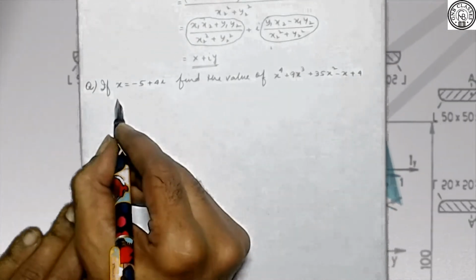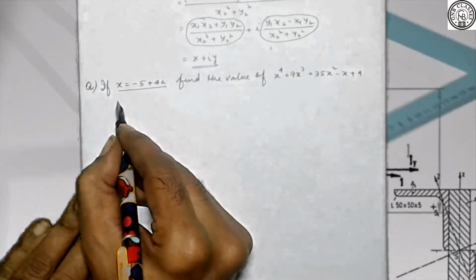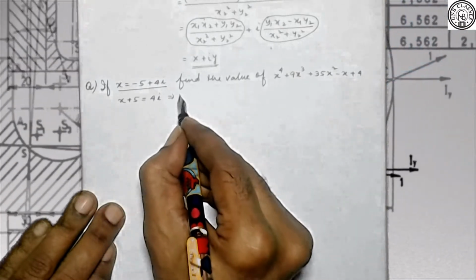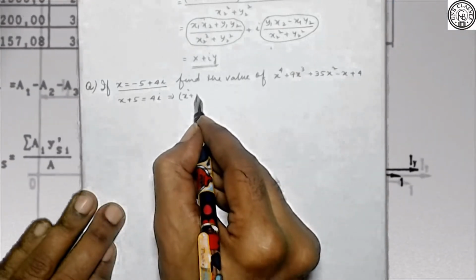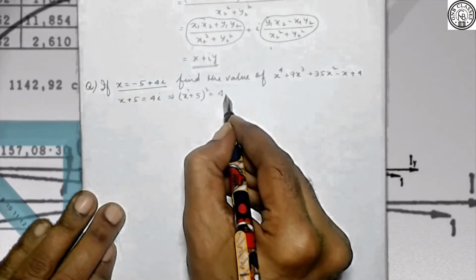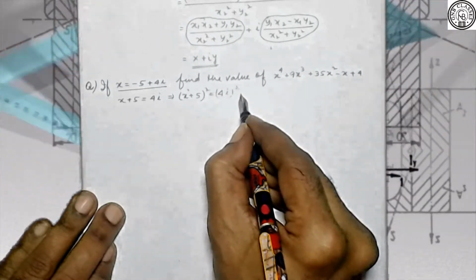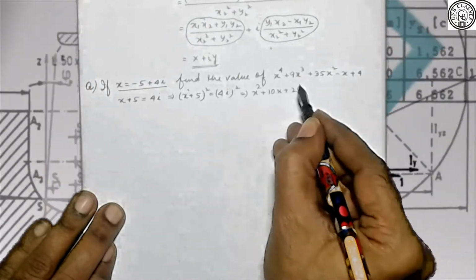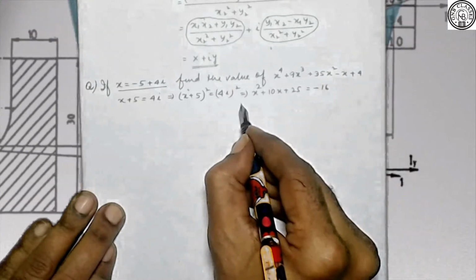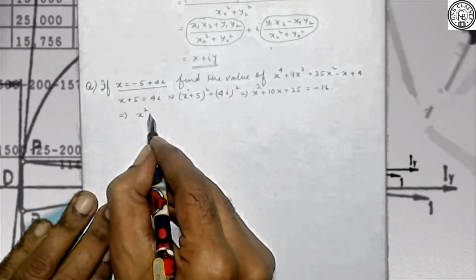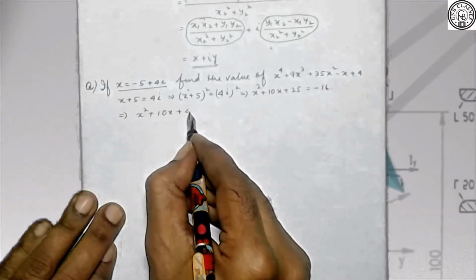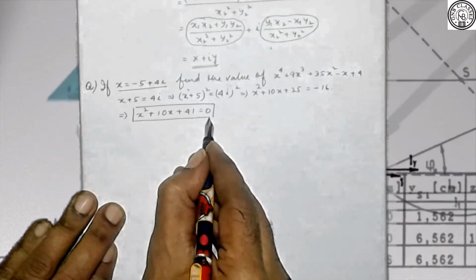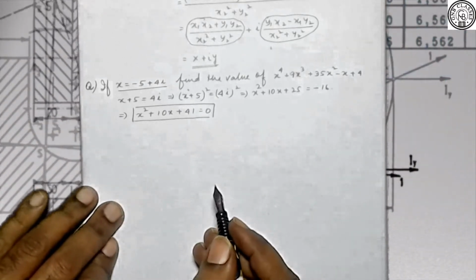So what I will do here, I will do a little manipulation from the given condition. That is, x plus 5 is 4 iota in this case. So if I square both sides, we are getting x square plus 10x plus 41 equals 0. Okay. So we will utilize this to calculate the value of the given expression.